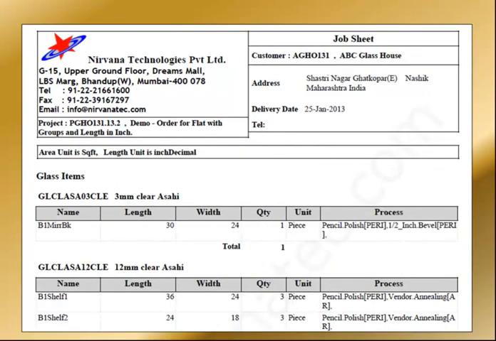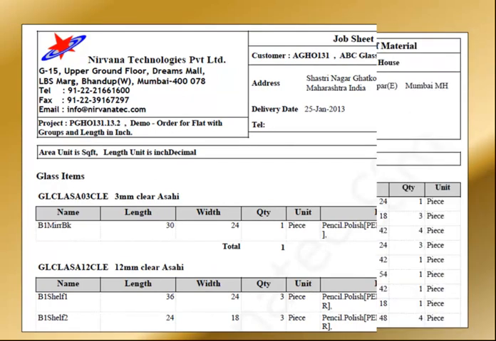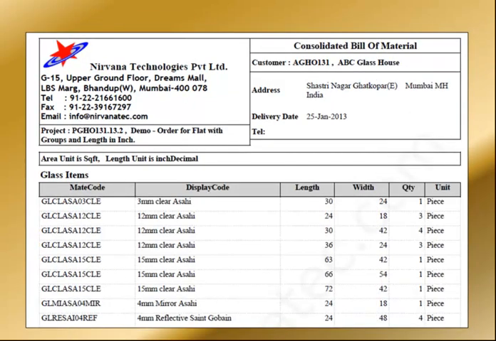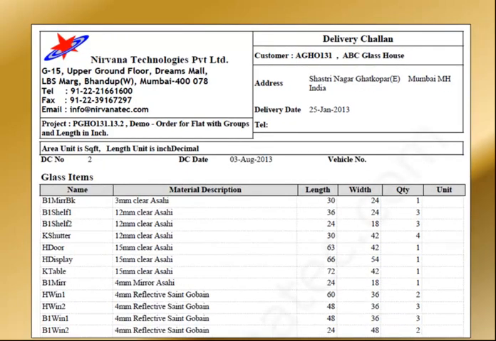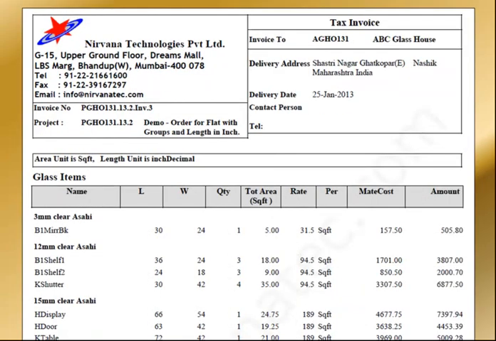Once the order is placed, convert it into a job sheet with no additional work. Get a bill of material in its consolidated form to know what materials need to be procured. Get the delivery challan and the tax invoice without much additional effort.